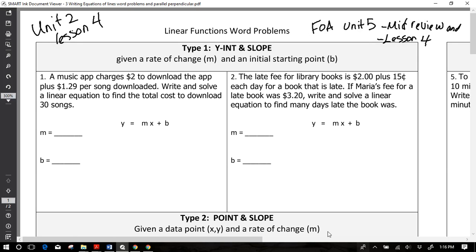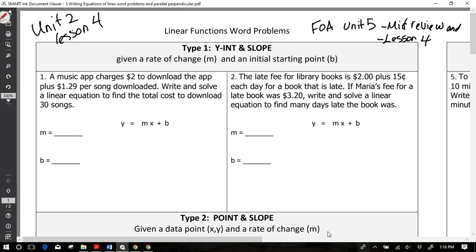But today we are focused on applications of writing the equations of these lines. We've got 4 different types that we're going to discuss today, and we're just going to do 2 examples of each. Then there is an assignment posted for you to practice. So let's jump right in with number 1.